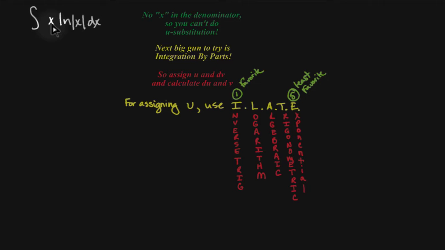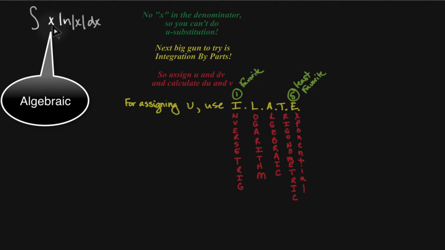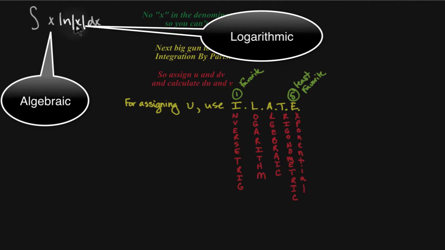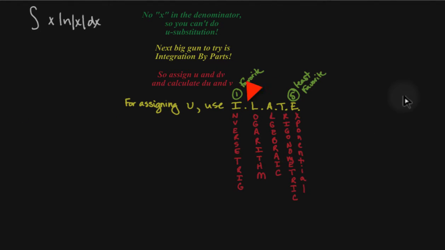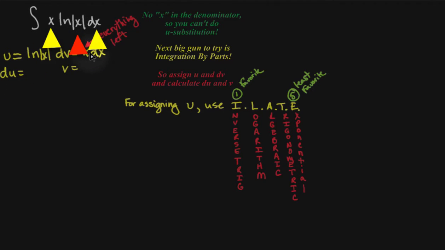What do I have in my problem? Well, I've got an x. An x is an algebraic term, and a logarithm. So for u, logarithm comes before algebraic, so u will be my ln term. Everything left becomes your dv. So if u is ln x, x dx becomes your dv.